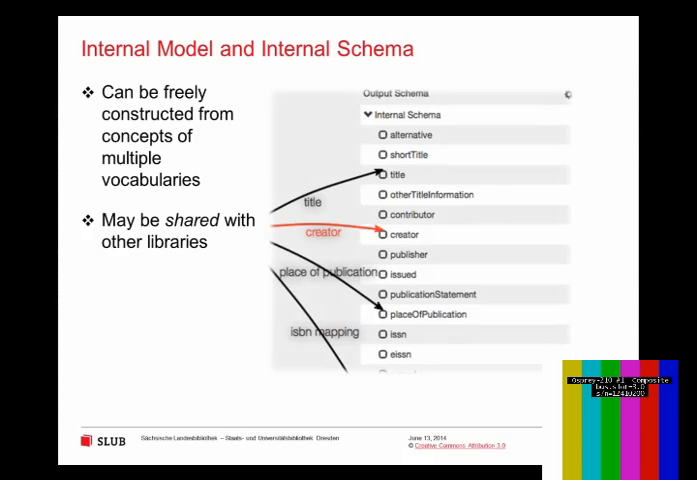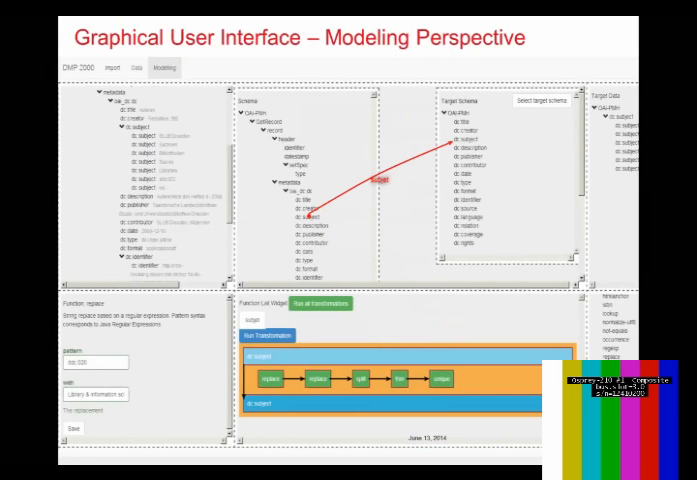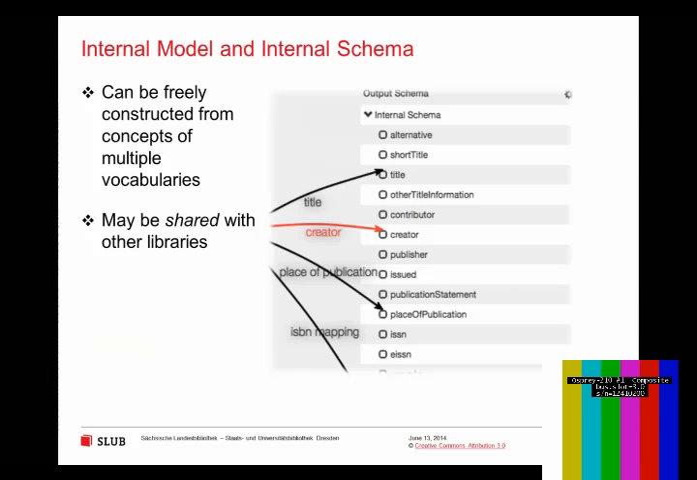So what you just saw on the right side was this target schema, and I want to say a few words about this target schema. It can be freely constructed from concepts of multiple existing vocabularies, so you will usually not create your own vocabulary, but just combine it from existing ones. And once you've created such an internal schema, you can share it with others, but you can still have your own. So every instantiation of this software can have its own schema.